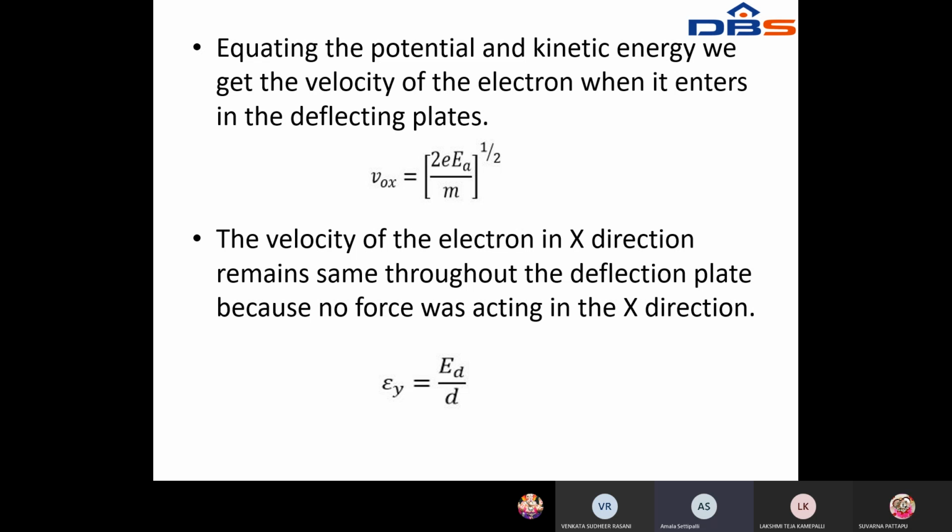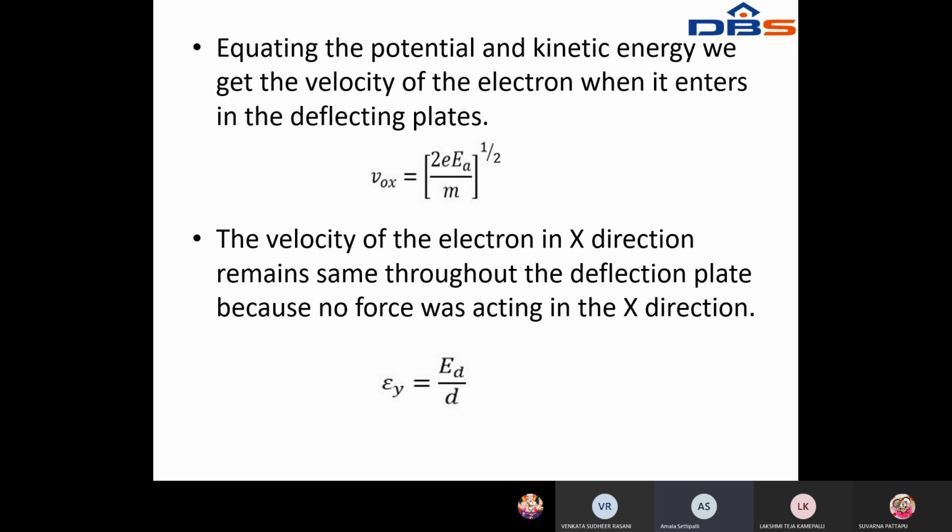You have to take the direction of the horizontal plates as the x axis, and for the vertical plates you take y. So the velocity of the electron in the x direction will remain the same throughout the deflection plates, because no force was acting in the x direction.